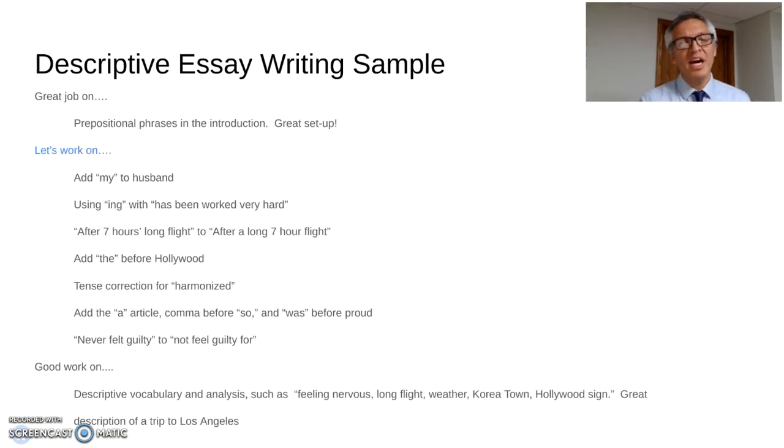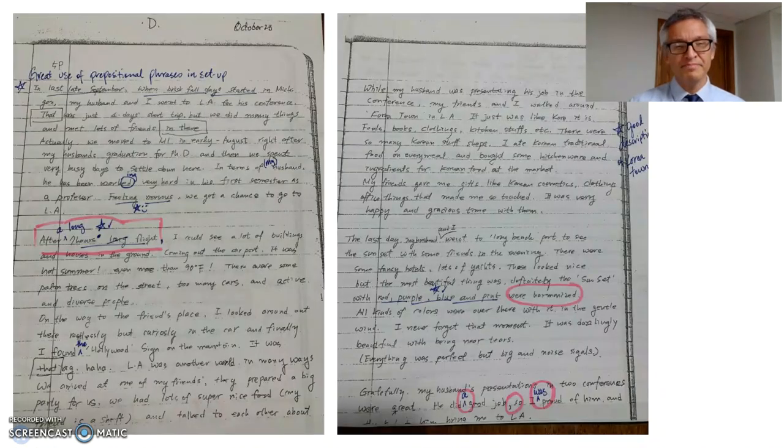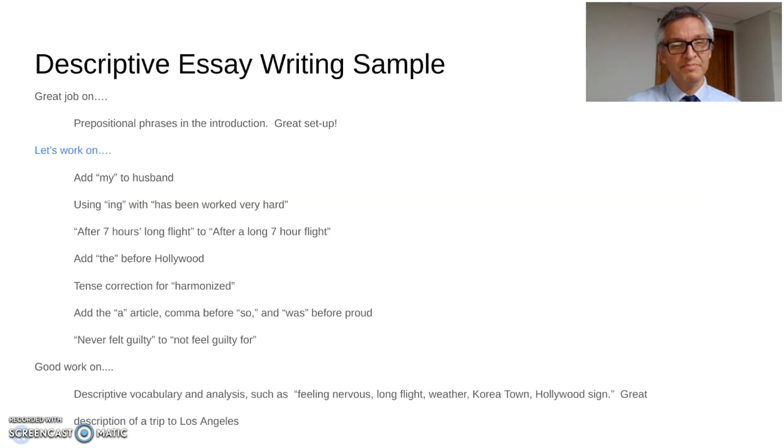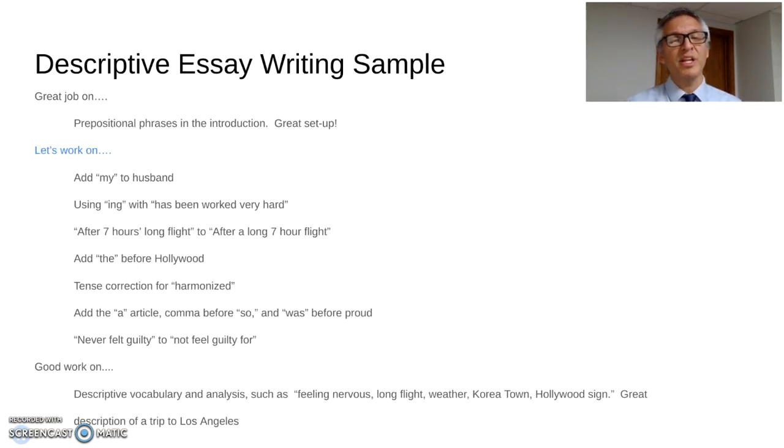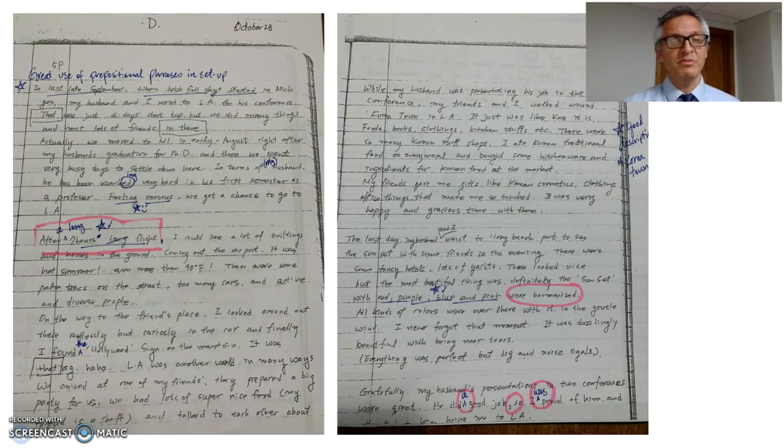Let's take a look now at after 7 hours long flight. After 7 hours long flight, I could see a lot of buildings. So let's take long and move it before 7 hours. And let's put the article a before long. So after a long 7 hours flight. So after a long 7-hour flight. So we can get rid of the S at the end of hours. So instead of after 7 hours long flight, we can write after a long 7-hour flight, I could see a lot of buildings.